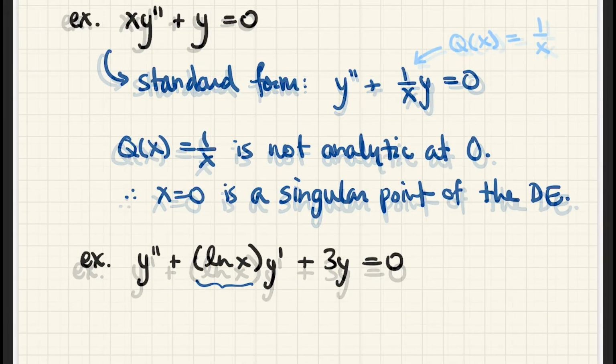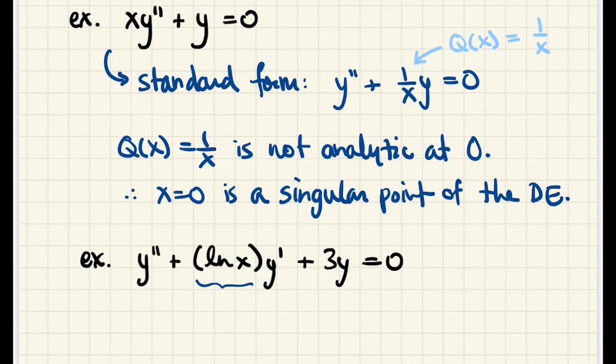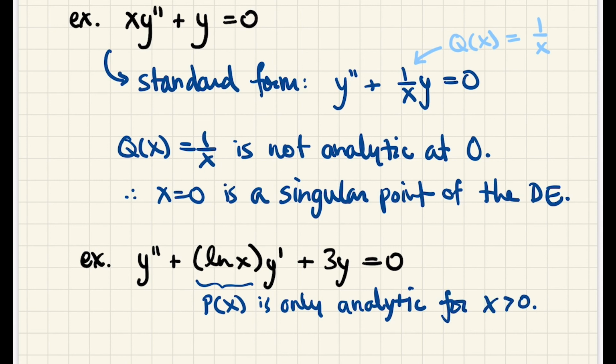All right, and in this case, we have a p of x, which is only analytic for positive values of x. So we could say that x equals 0 is a singular point. In fact, by the definition, all x values less than or equal to 0 would be considered singular points.